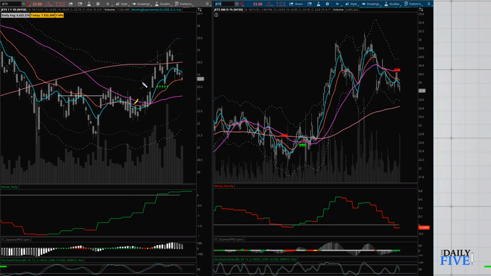You can see here's JETS. It's the ETF for the airlines. And you can see that price has crossed over the daily 50, just like Away. And it too is also running into resistance here at the daily 200. And you can see it has also been starting to pull back closer to the daily 50, an uptrending daily 50, along with the Moxie indicator above zero.